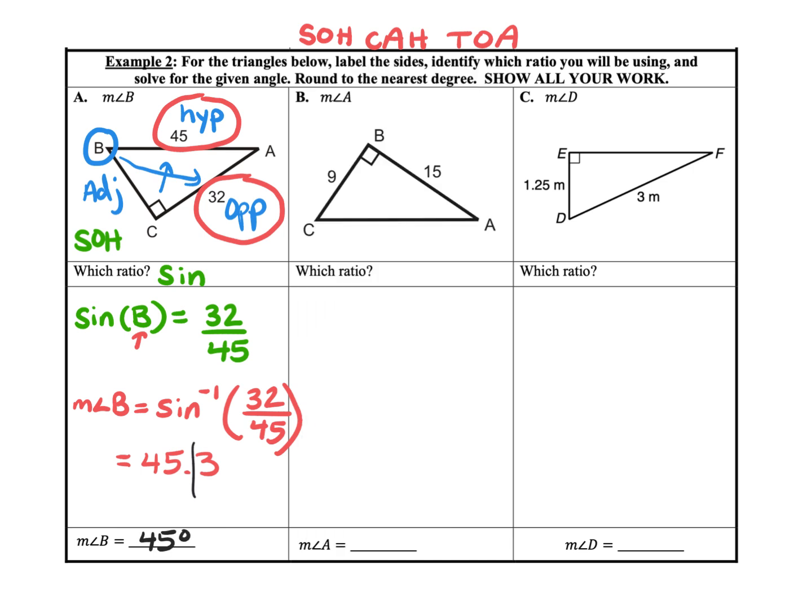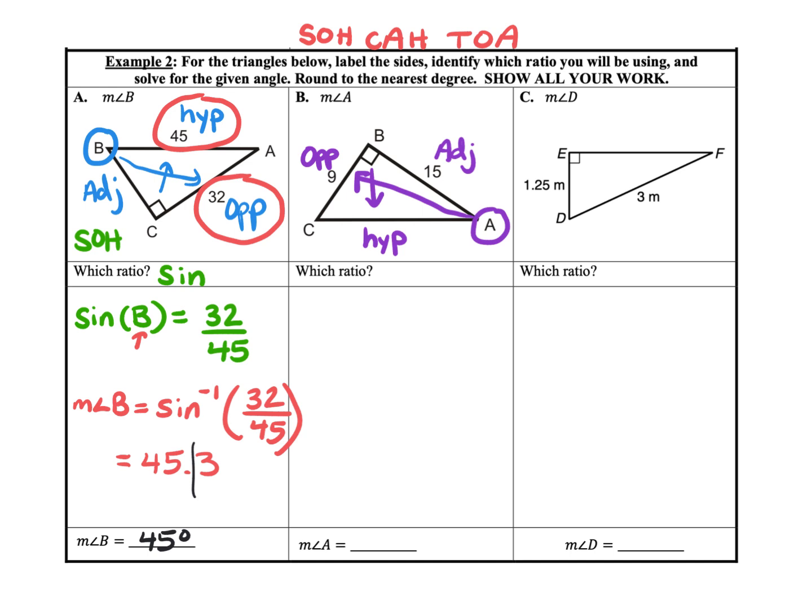Let's try another example. For problem B, we want to find the measure of angle A. So the first thing I'm going to do is circle angle A and then label my sides in relationship to angle A. I like to start with the hypotenuse because that is always across from the 90. Then do the opposite. You go to your acute angle A, you go directly across. It's going to be the leg that's not touching A, which is the 9. And then adjacent is the one that's left, the leg that's touching your angle.